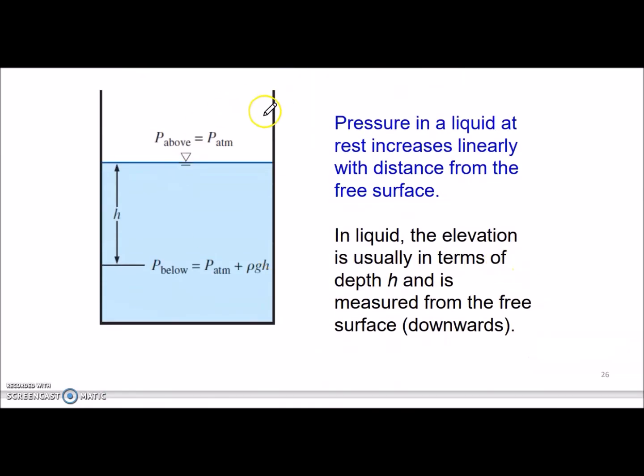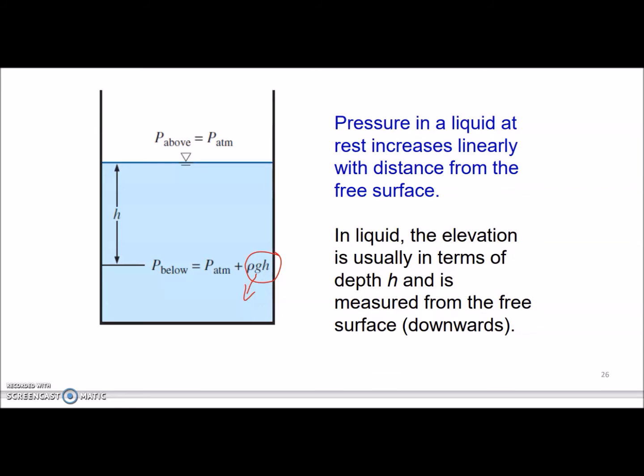Okay, let's see this. We have an open container. The pressure above the surface is atmospheric pressure. When we go down below the surface, the pressure below is atmospheric pressure plus gauge pressure. Gauge pressure is the fluid pressure, so for the density here we need to use the density of the fluid. If it's water, we use 1000.